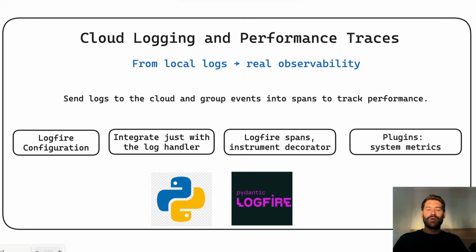Now comes the magic. With one line, we're going to configure Logfire and send all the logs to the cloud. We're going to also understand how to use the span and the instrument decorator to track the performance of some functions, and also how to add a system metrics report to your application so you can monitor the CPU and memory usage. That's full observability in a few lines of code.